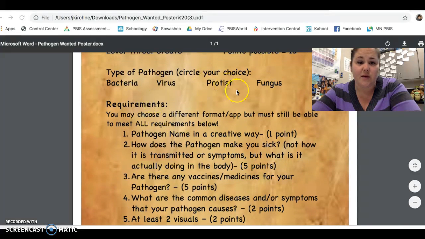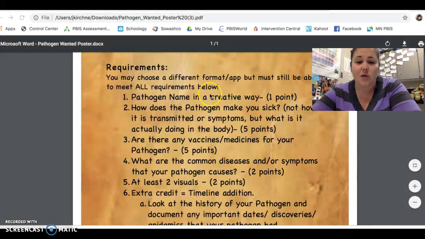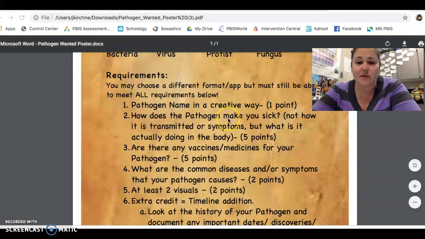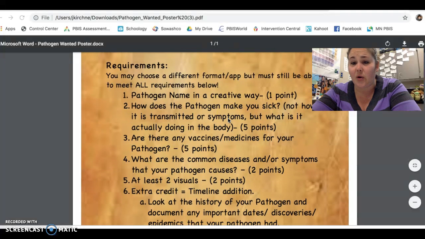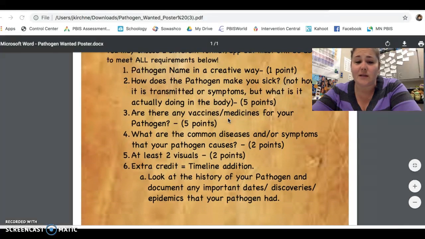So you pick bacteria, virus, protist, or fungus. Name it in a creative way. Don't just write it in regular font. Then explain how the pathogen makes you sick. Not how it's transmitted or its systems, but what it's actually doing in the body, how it hurts cells or how it hurts the person. Include vaccines or medicines, to prevent or treat. Hopefully you remember that from the jigsaw.